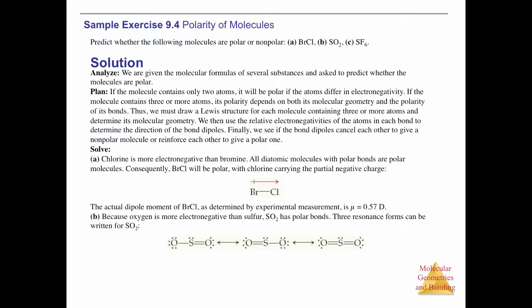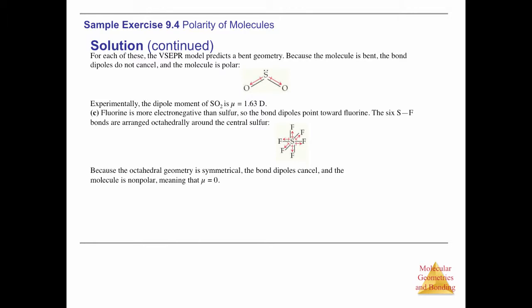In B, we're looking at SO2. Because oxygen is more electronegative than sulfur, SO2 has polar bonds. There's three resonance forms that are drawn below. For each of these, the VSEPR model predicts a bent geometry, just like that of water. Because the molecule is bent, the bond dipoles do not cancel each other out, and the whole molecule is polar. Experimentally, the dipole moment of SO2 is 1.63 debye.